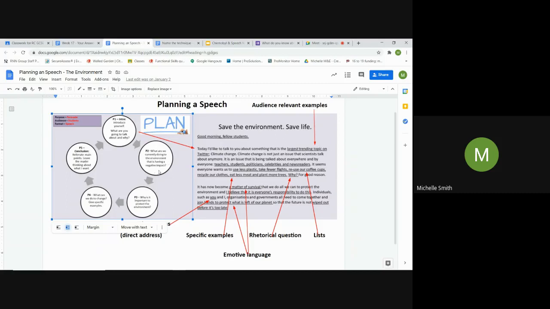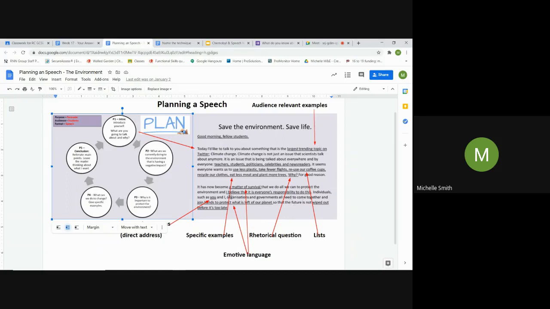That was just mine. Paragraph 3, why is it important to protect the environment? Well, I've talked a little bit about this one in this paragraph. I know that is kind of my paragraph 2 here, but just for the purpose of demonstrating to you, this is what I would have for paragraph 3. So I've put, "It has now become a matter of survival that we all do what we can to protect the environment. And I believe that it is everyone's responsibility to do this."